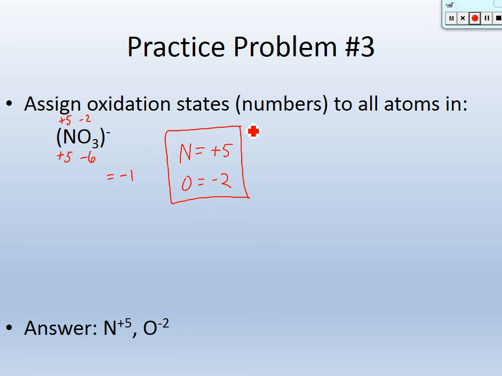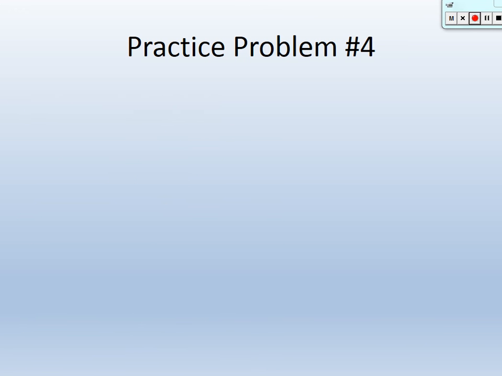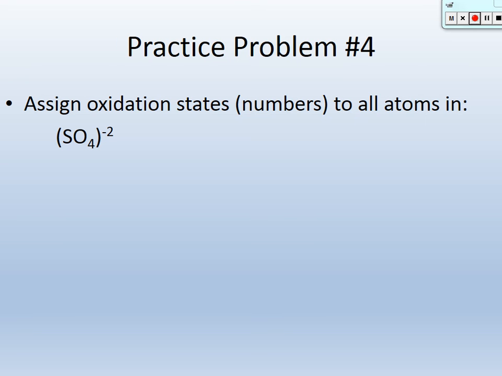Okay, I've got a few more here for us. So practice problem number 4. It says to assign oxidation states or numbers to all the atoms in this polyatomic ion. This is called sulfate, and it's got a -2 charge, so that tells us it better sum to a -2. So please hit pause, try it on your own, and see if you can get the oxidation numbers for oxygen and sulfur.